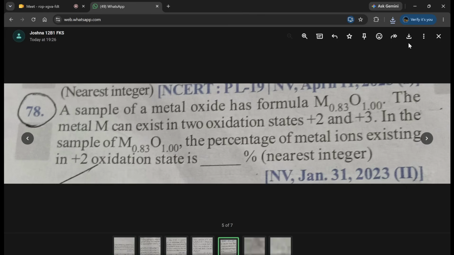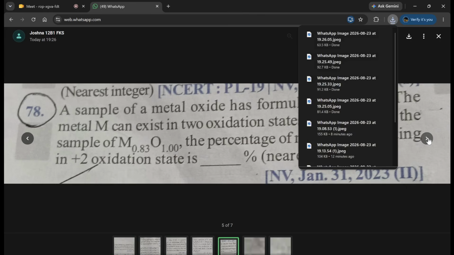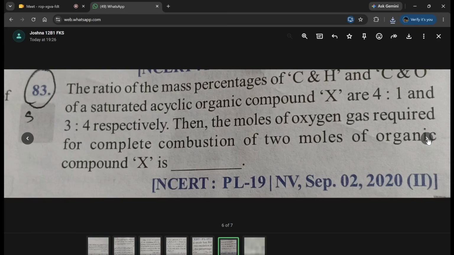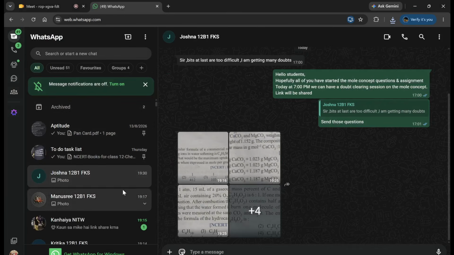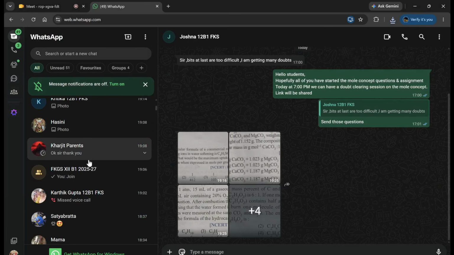Metal sample, this one from class work and module only. You should not miss these types of questions. Then mass percent. Okay. Then amount of arsenic pentasulfide can be obtained. Okay. Reaction you have to see from the backside, arsenic acid and all. There is no chance here.